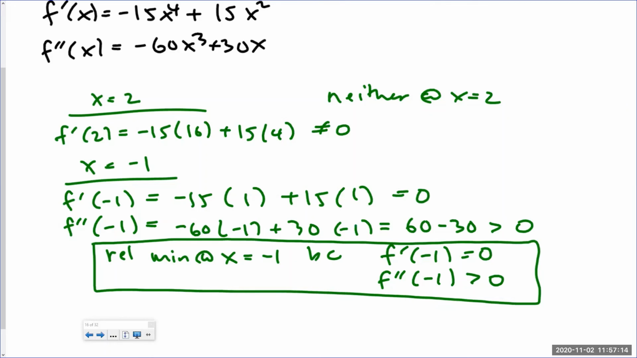Any questions on the second derivative test? Does that make sense to you guys?